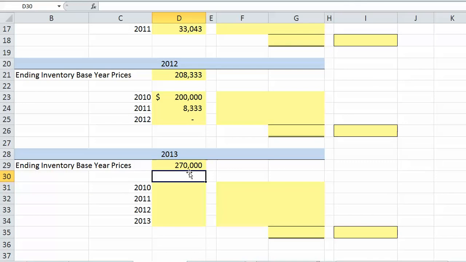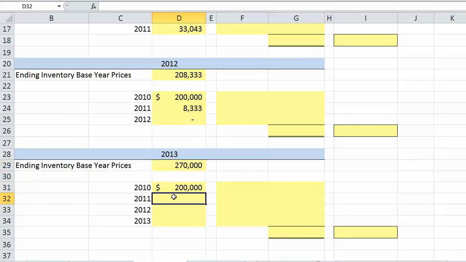In terms of base year prices, we've got $270,000 in inventory available. Let's compare. What do we have left from 2010? We've got 200. So what do we take? Do we take the 270 or do we take the 200? We take the lesser of the two.